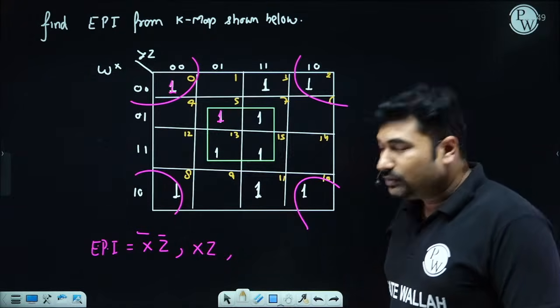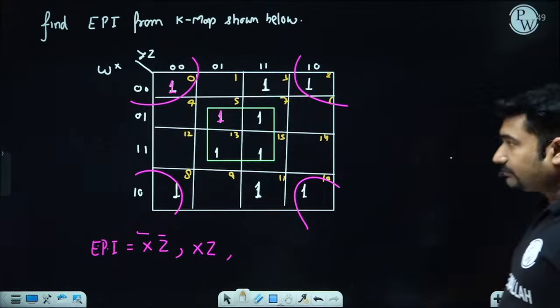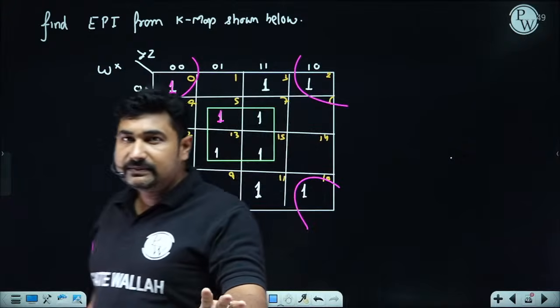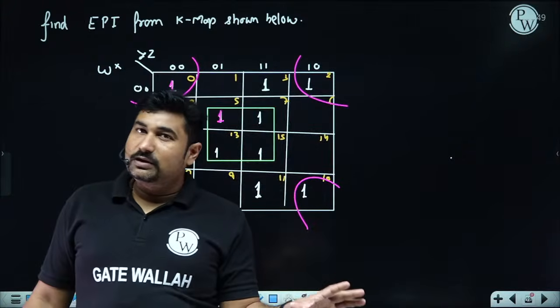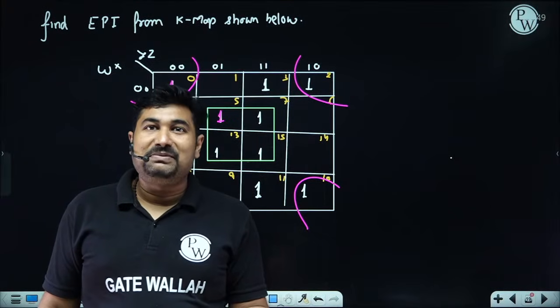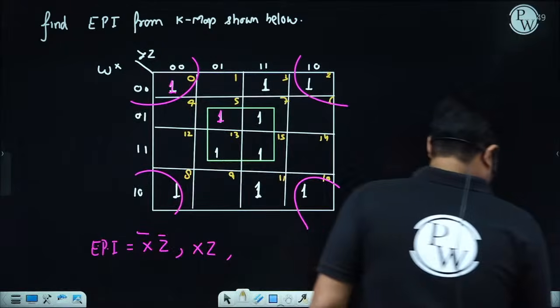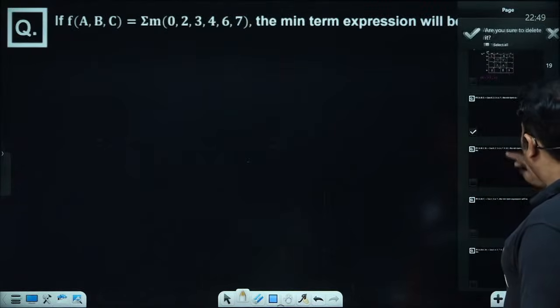How many of you are now able to understand? Please let me know by writing in the comment section, beta ji. Up to this part, everything is clear? All of you able to understand well? Great, sir. Now, let me move towards the next part.